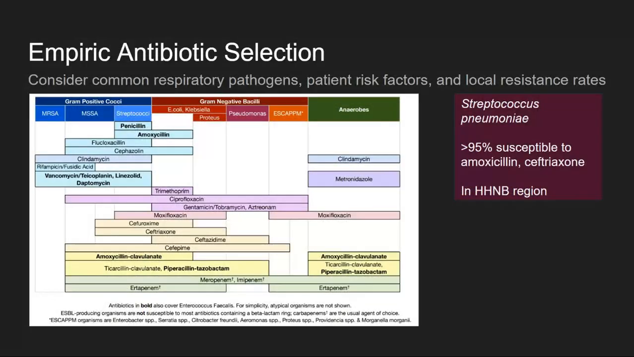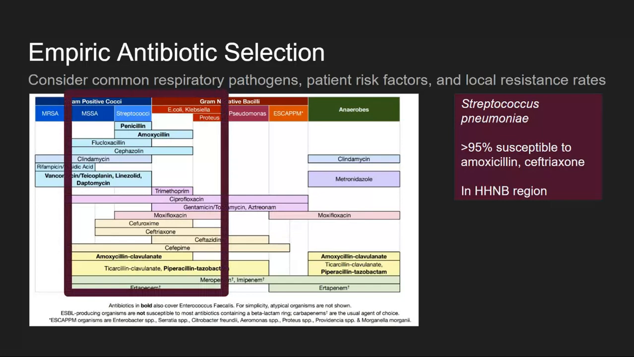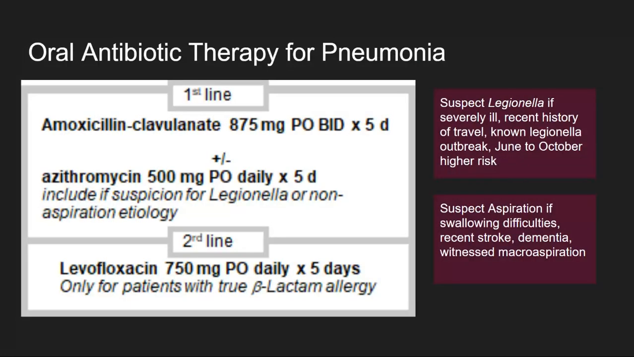Here's a nice chart that shows the different antibiotics that cover various organisms. And here in the purple box shows you the typical organisms that might cause pneumonia. It's helpful to note that Streptococcus pneumoniae, being one of the most common causes of pneumonia, is quite nicely susceptible to beta-lactam antibiotics. So amoxicillin and ceftriaxone, Streptococcus pneumoniae is about 95% or more susceptible in the Hamilton, Haldimand, Niagara, Brant region. So reassuring to note that those beta-lactams can be reasonably used empirically for Streptococcus pneumoniae.